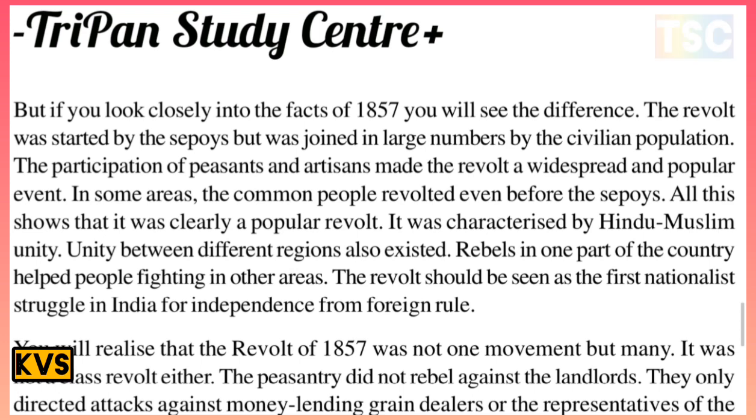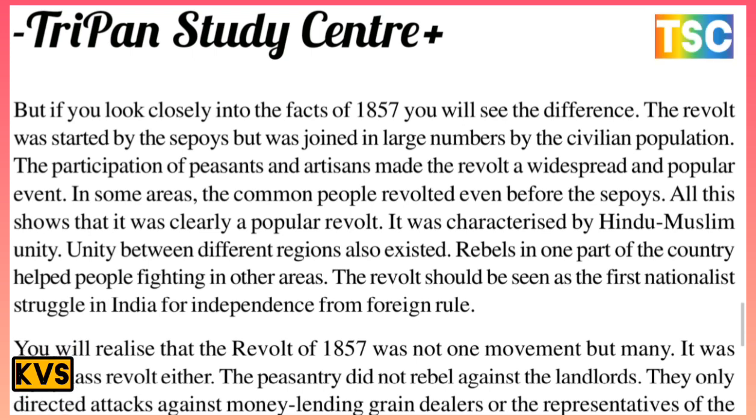But if you look closely into the facts of 1857, you will see the difference. The revolt was started by the Sepoys but was joined by a large number of the civilian population. The participation of the peasants and artisans made the revolt widespread and a popular event. In some areas, the common people revolted even before the Sepoys, and all this shows that it was a clear popular revolt. It was characterized by Hindu-Muslim unity.